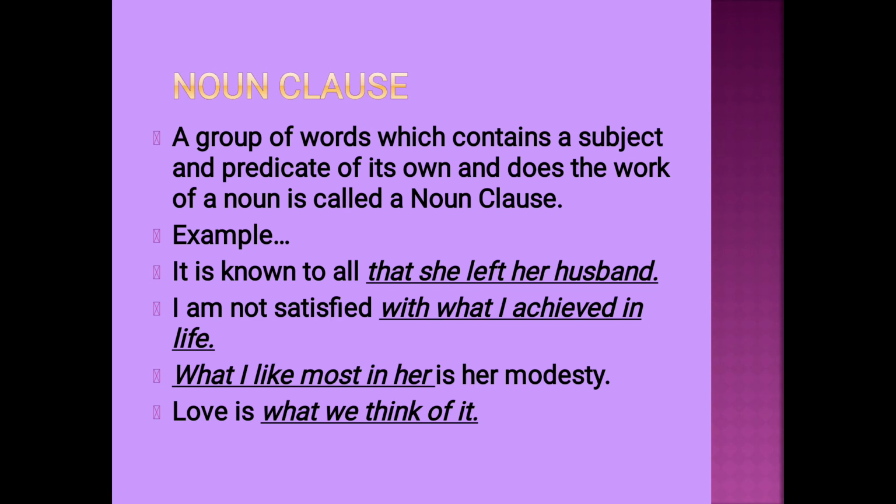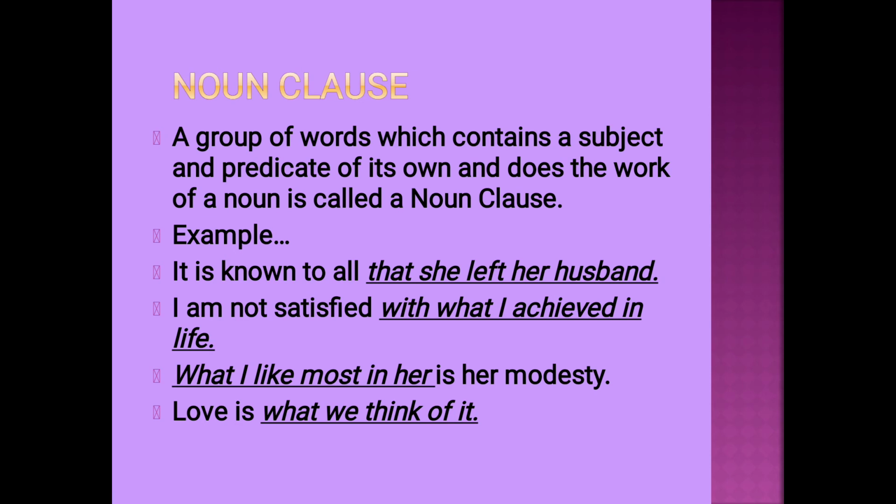Just see the example. It is known to all that she left her husband. Now, it is known to all is the principal clause, that is the main clause. So which clause is dependent on the other one? That she left her husband. If I speak that she left her husband, it will not make any sense. There should be it is known to all. Now see this thing: there is one subject and predicate. She is the subject, left her husband is the predicate of its own. So a noun clause works as an object of the independent clause, but it has its own subject and predicate.